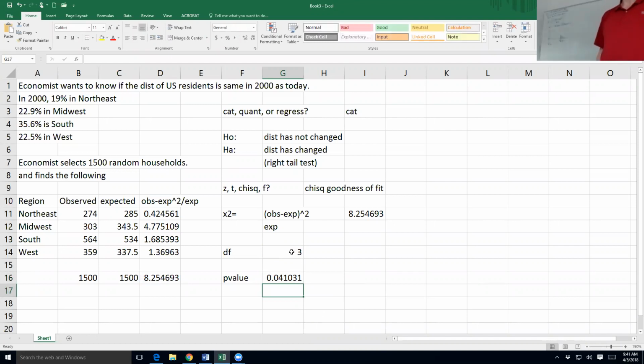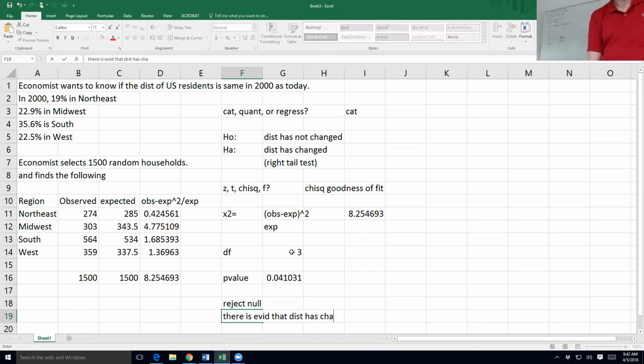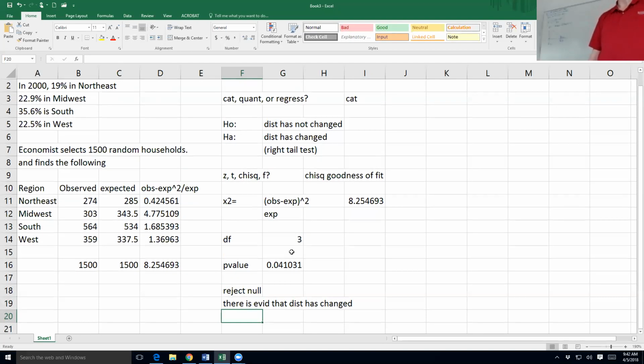I didn't give you my alpha, so what do we assume our alpha is? 0.05. So now, like Gabriel says, we're going to compare, and we're going to reject or do not reject? Reject the null, which means there is evidence that the distribution has changed. Okay? What's the next obvious question? Where has it changed, right?